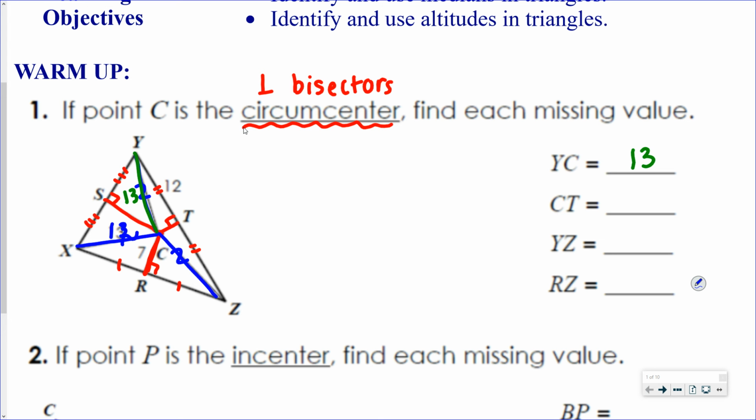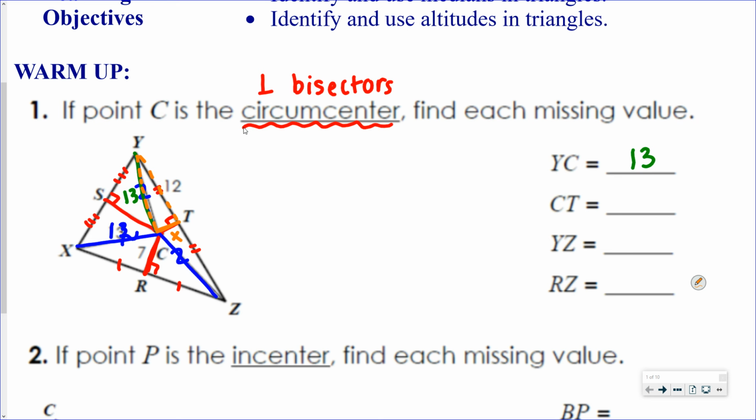Okay. The next one they want me to find is CT. Highlight this one in orange. CT. So if you drew in that right angle, you're able to see this better, that I have a little right triangle here. Everybody see it with this leg of 12. This is what we're trying to find. I'll call it X. And the hypotenuse is 13. So I'm going to have to use Pythag.